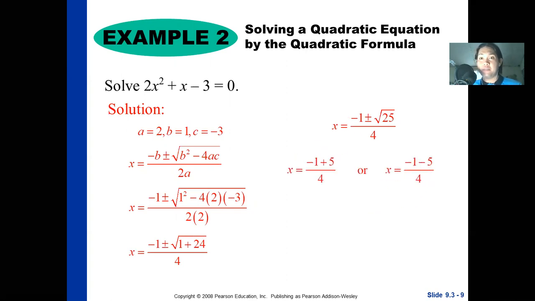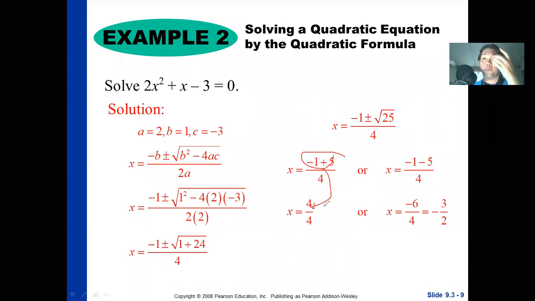So the values can be separated. Since the square root of 25 is 5, you can separate positive 5 and negative 5. That's why we have x is equal to negative 1 plus 5 all over 4, or x is equal to negative 1 minus 5 all over 4. After that, simplify. Since negative 1 plus 5 is positive 4, we arrive at 4 over 4. And next, of course, negative 6 over 4, that gives us negative 3 over 2.